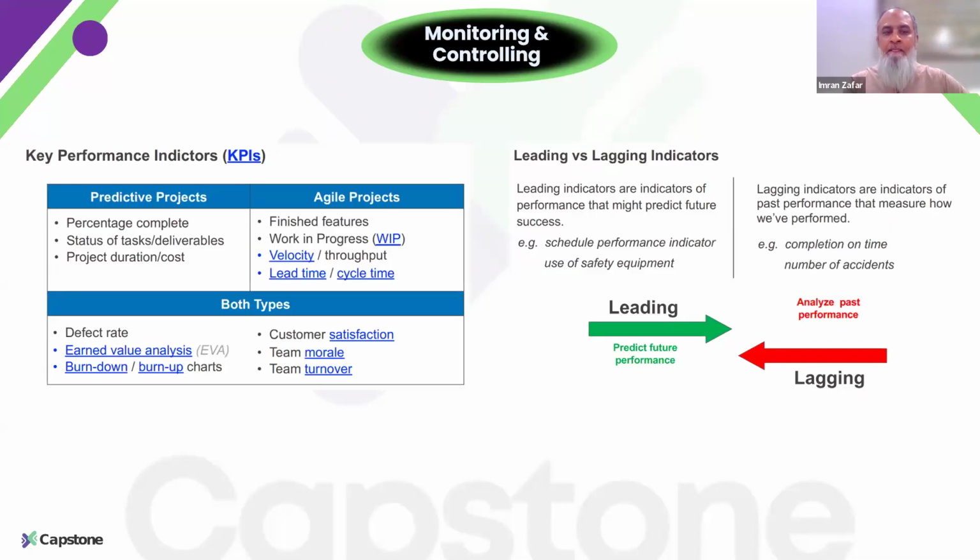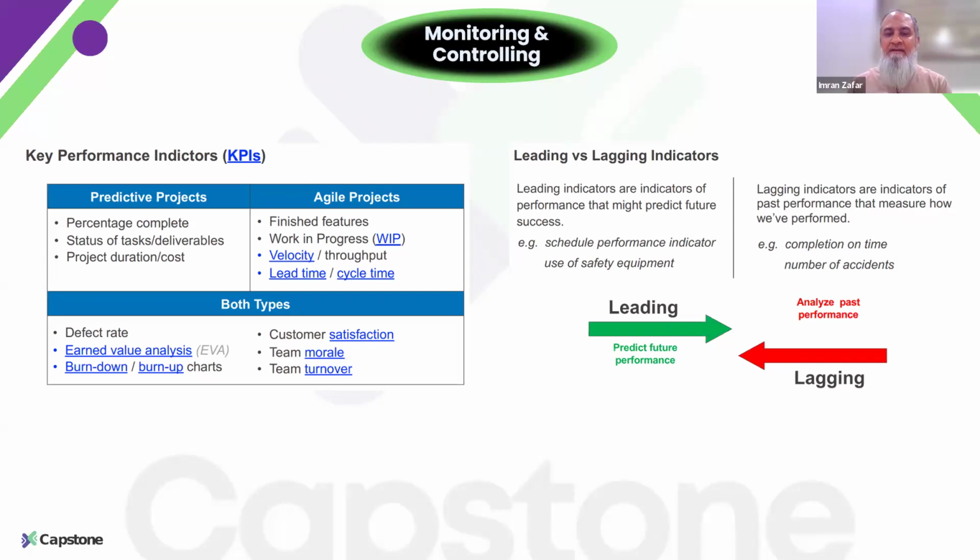To monitor and control, we may be utilizing different KPIs or different tools like velocity chart, lead time, cycle time, earned value management, burn down, burn up charts, maybe net promoter score, how customers are satisfied or not, and different indicators depending on the situation of the project, how much work is completed, how much work is remaining. So we can have a lot of KPIs depending on the scenario of our project.